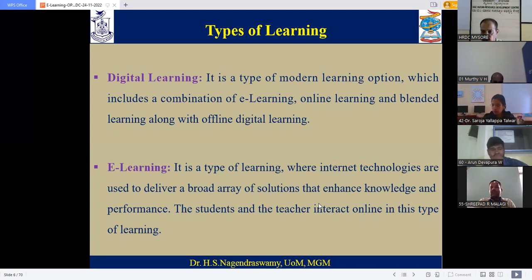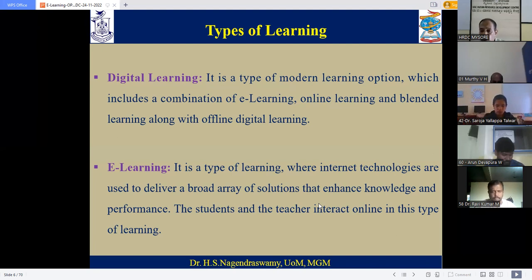So in the new education policy, there is an option that the students can earn 40% of the credits in online mode itself. For example, they may want to learn subjects which are not offered in the institution where they are studying. For example, a literature student wants to learn a subject which is not offered in University of Mysore, but it is offered in another university, not only in Karnataka, even outside Karnataka, not only in India, even outside India as well.